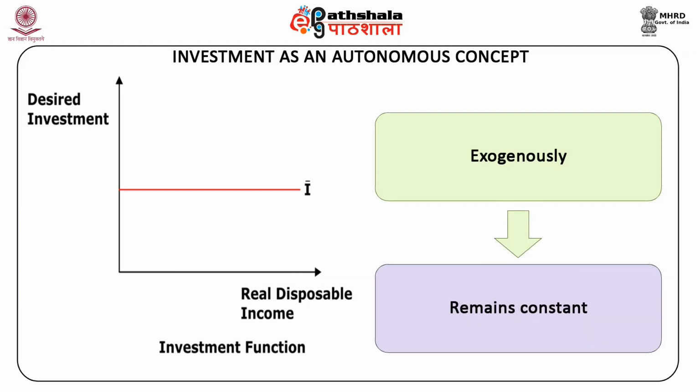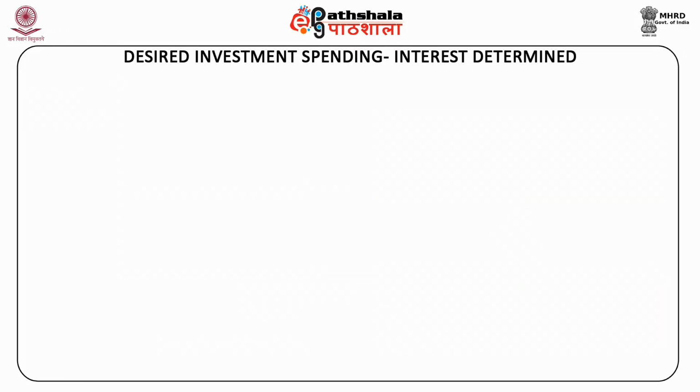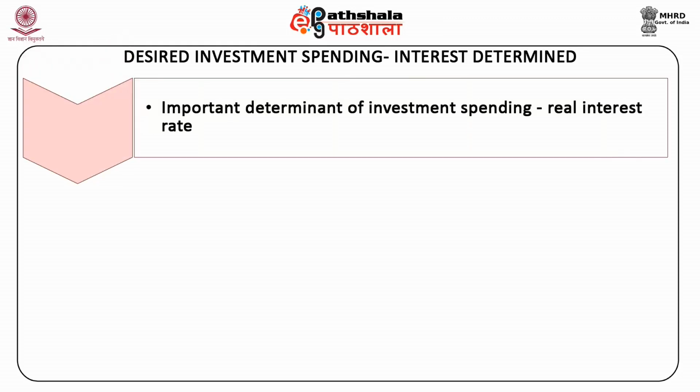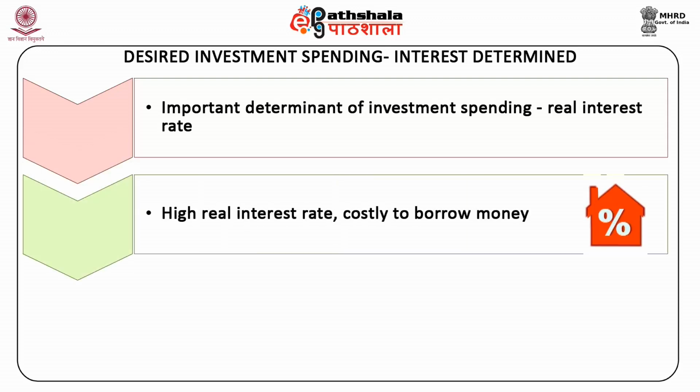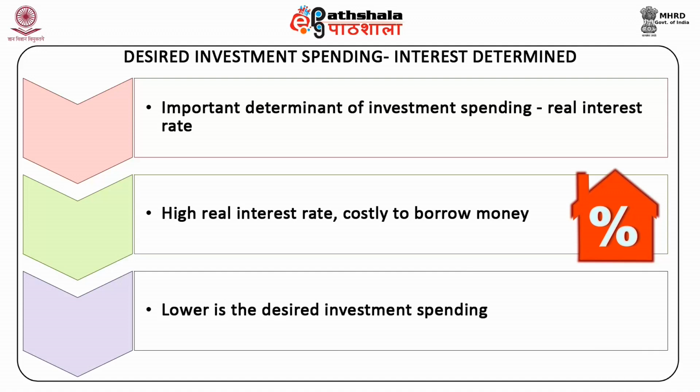The autonomous investment function takes the form as shown in the figure. Further, we have desired investment spending, which is interest determined. Investment spending is one of the important constituents of aggregate expenditure in the economy. The most basic and important determinant influencing the level of investment spending is the real interest rate. The higher the real interest rate, the more costly it becomes to borrow money for investment purposes, and lower is the desired investment spending, other things remaining constant.